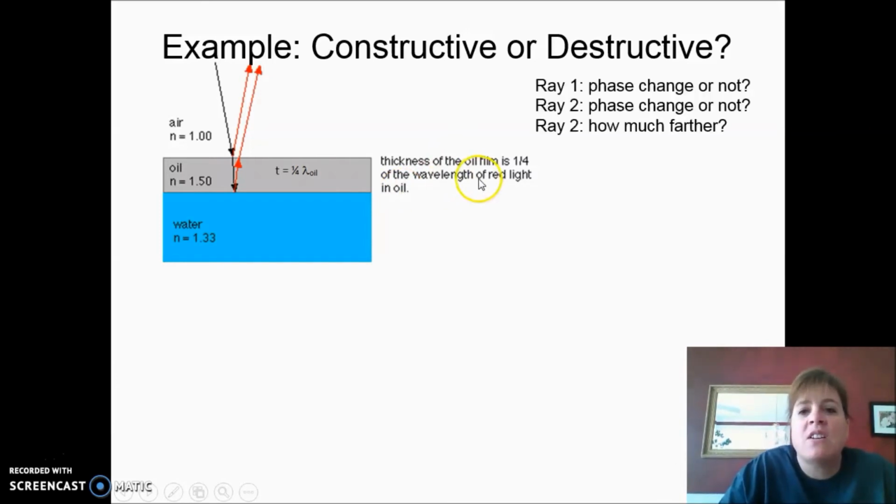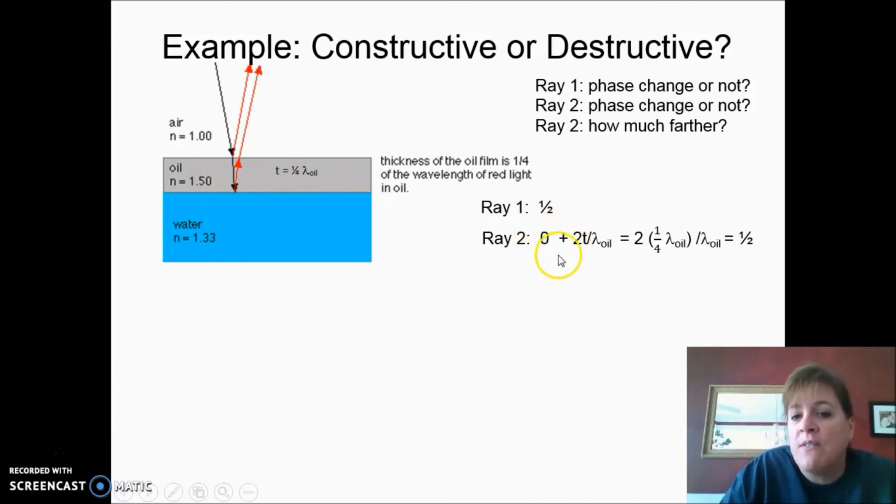Okay, so we have to ask ourselves, ray 1, flip or no flip, so phase change or not. Ray 2, flip or no flip, so phase change or not. And then how much farther? So this is what my equations would look like. Ray 1 goes low to high. So low to high, yes, it flips, so I give ray 1 a half. Ray 2, does ray 2 flip? Well, it goes high to low, so high to low, no.